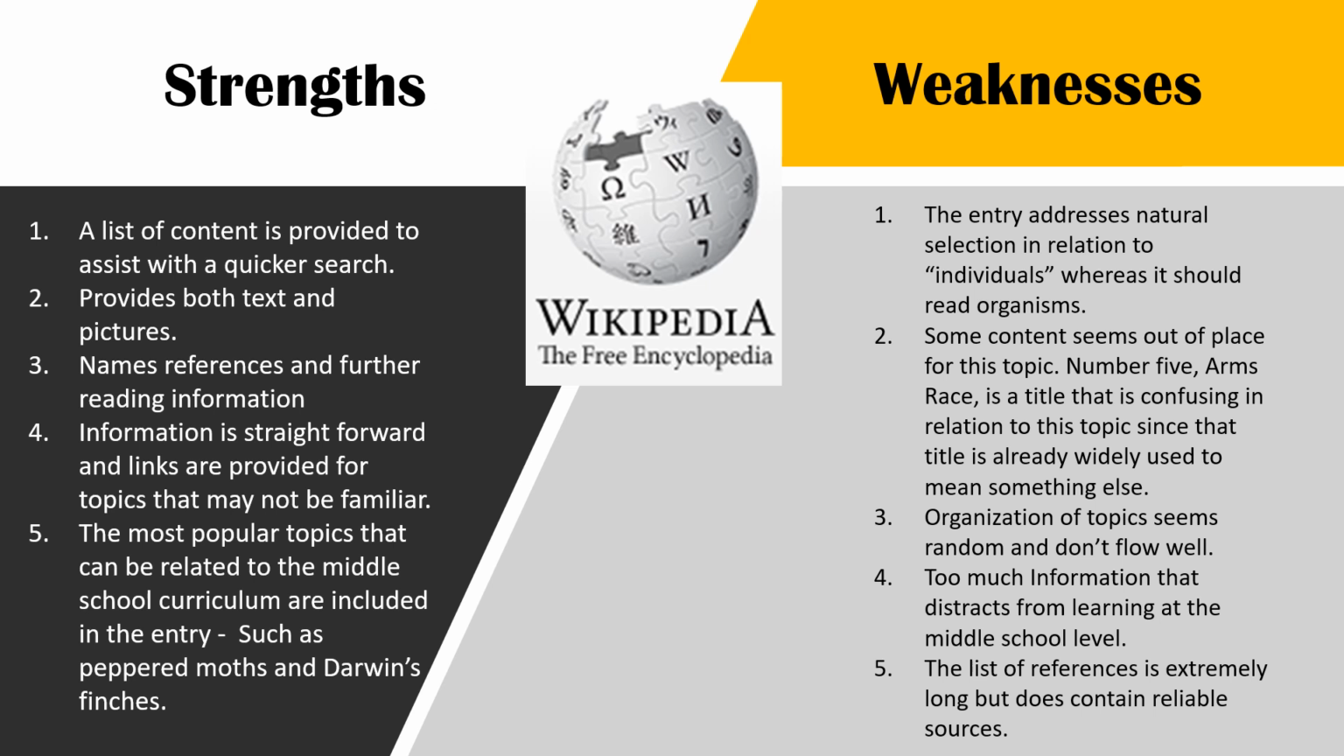So when I was using Wikipedia to do some research on adaptation, natural selection, and variation, I found some strengths and weaknesses to share with you about Wikipedia. First, with the strengths, one thing I really liked is there is a listed table of contents that is all clickable links that made a much quicker search when I was looking for certain information.